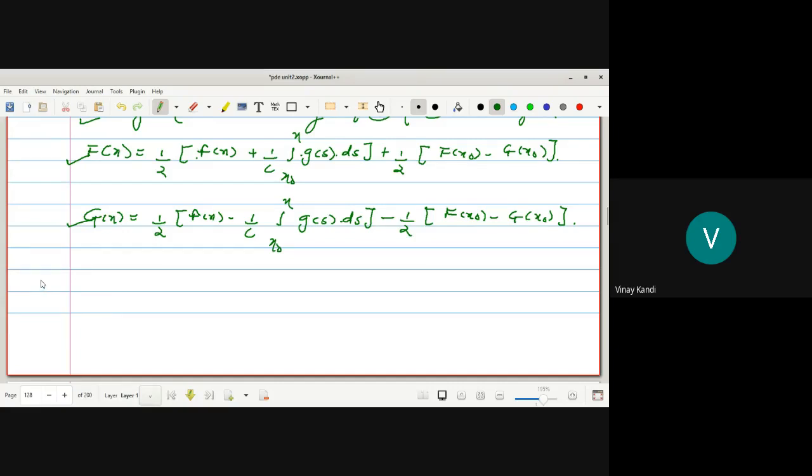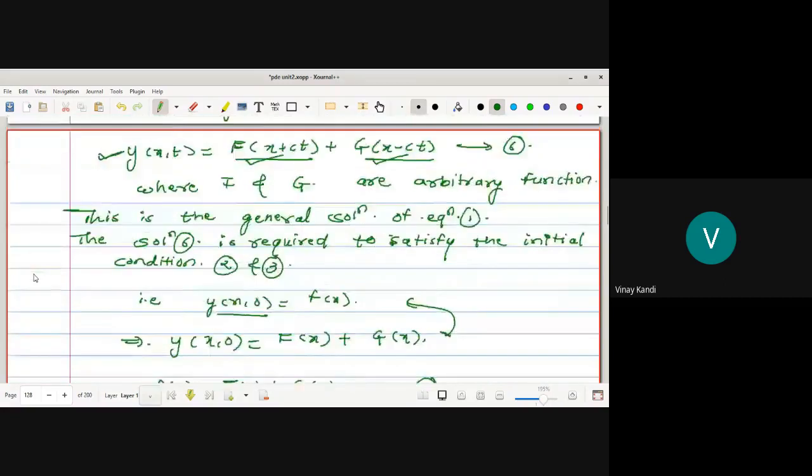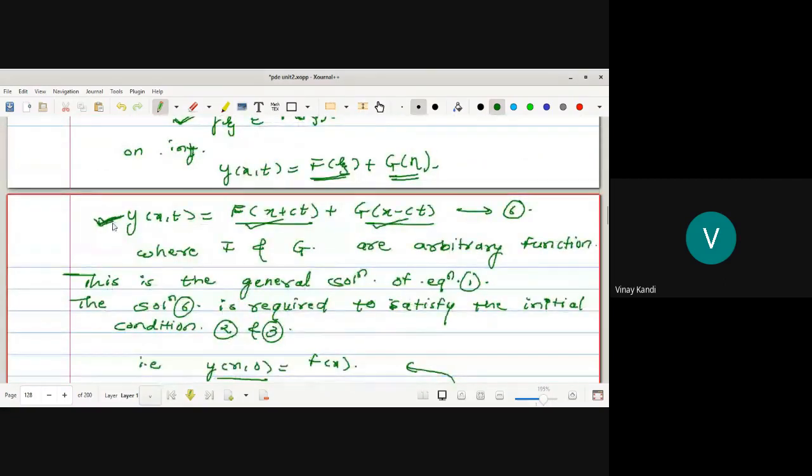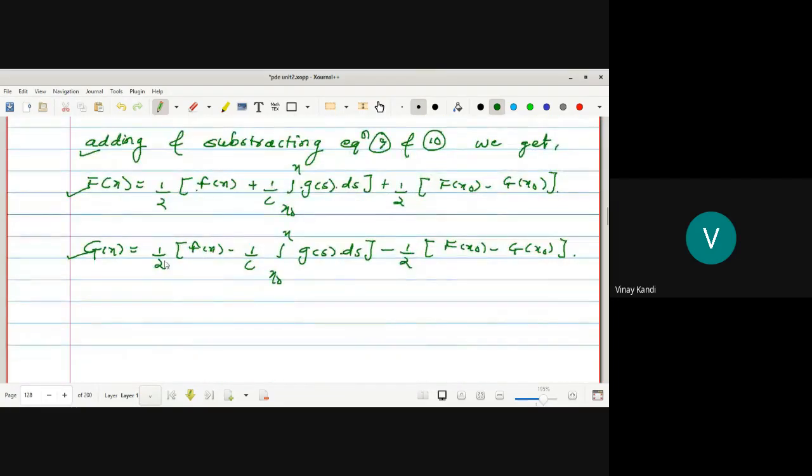Now putting the values of capital F and capital G in our solution. What is the solution? Equation number 6. Put your solution here. If F is your F of x, then what will F of x minus ct be? Replace x by x minus ct. In every place x minus ct will come. Here also x minus ct. What will G of x minus ct be? Here x minus ct, here x minus ct.